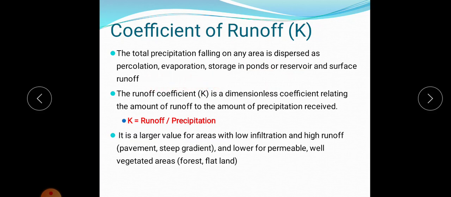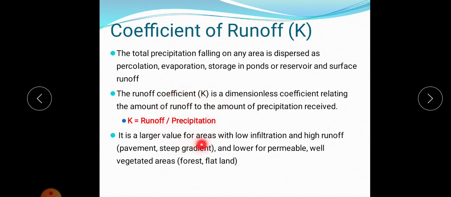And the runoff coefficient is indicated by the letter capital K. Runoff coefficient is a dimensionless coefficient, and it relates the amount of runoff to the amount of precipitation received. So K, that is runoff coefficient, is equal to runoff divided by precipitation. That is a ratio between the amount of water which is known as runoff to the precipitation amount. That is the runoff coefficient, and it is a dimensionless parameter.